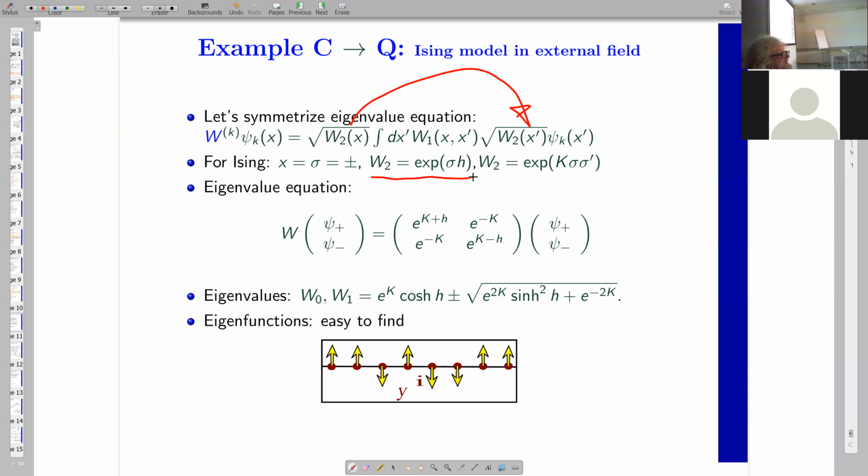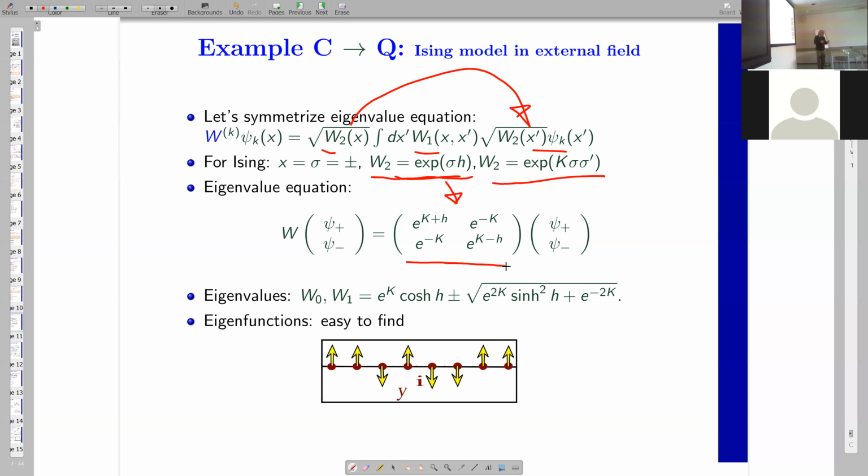So there are terms related to magnetic field. There are terms related to bonds. So if I do this multiplication for 3 2 by 2 matrices, I end up with this. Right? This is a 2 by 2 matrix. It has 2 eigenvalues, which can be readily computed.